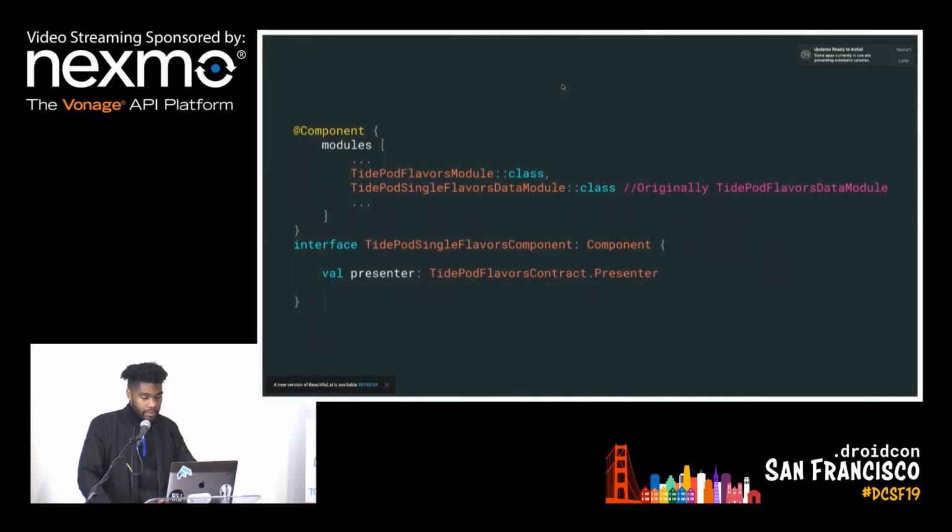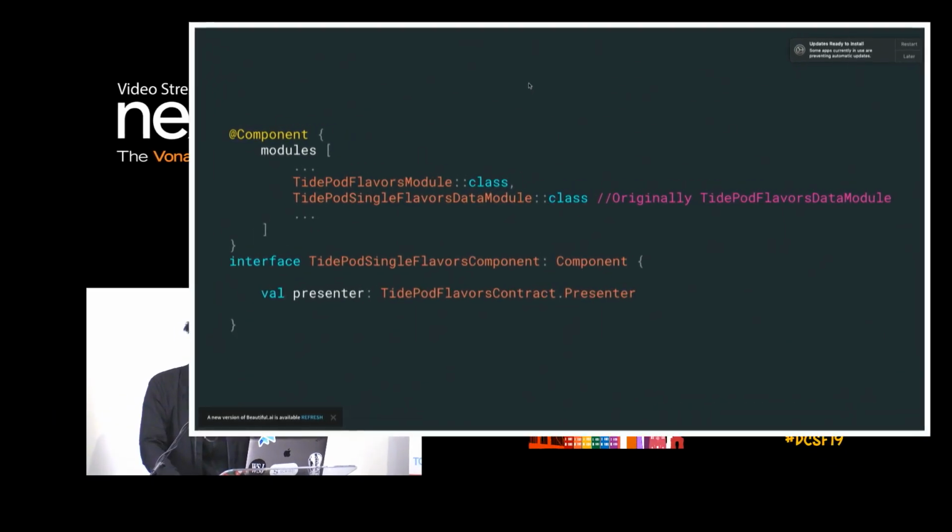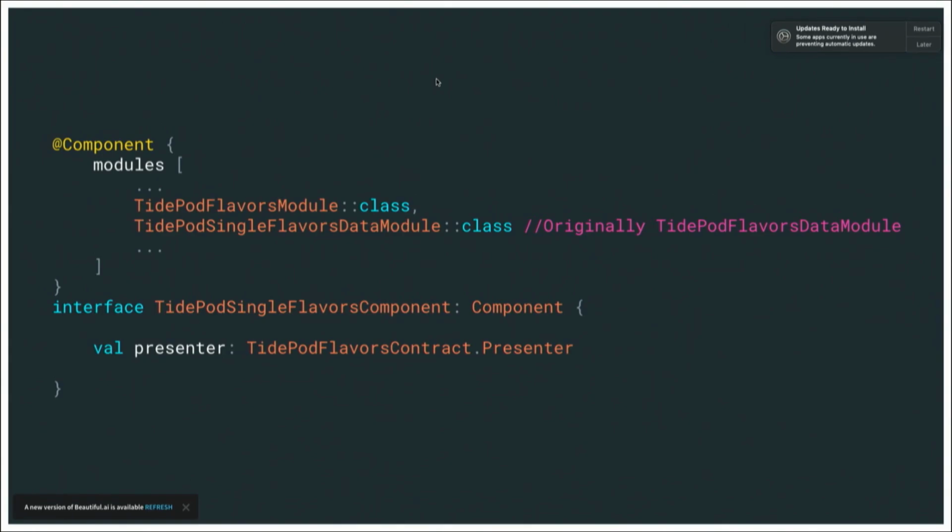So the way that we'll do that is we'll go to our component, which would define the dependencies for the new single flavor screen. And as you can see here, we can reuse some of the logic that we already created in the original architecture. So this TidePod flavors module, it would contain the presenters and the interactors and things like that. And then our data module would include mappers and transformers and everything that's related to data. So all we have to do here is simply replace the data module, and then we still use the original flavors module, which includes the presenter and the interactors and things like that. And this would allow us to plug single flavors transformer into the rest of our architecture so that's compatible.